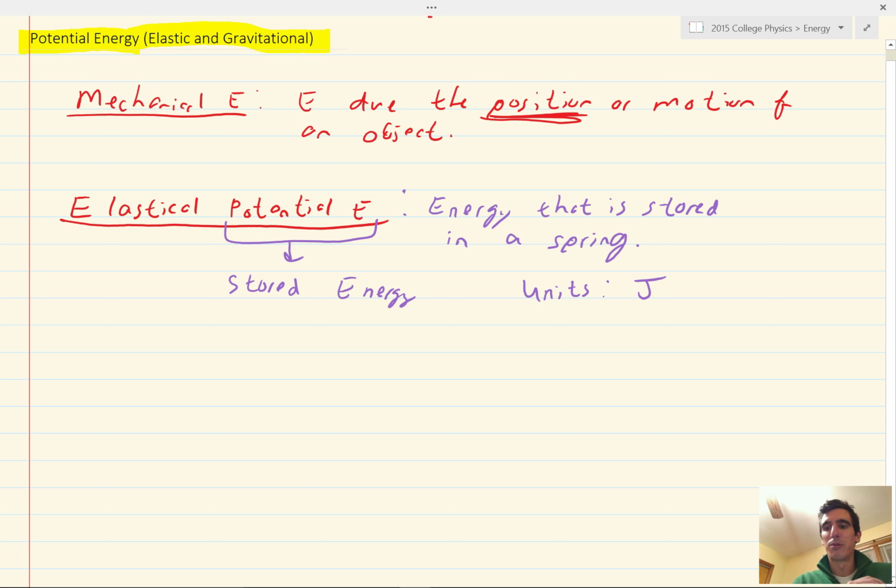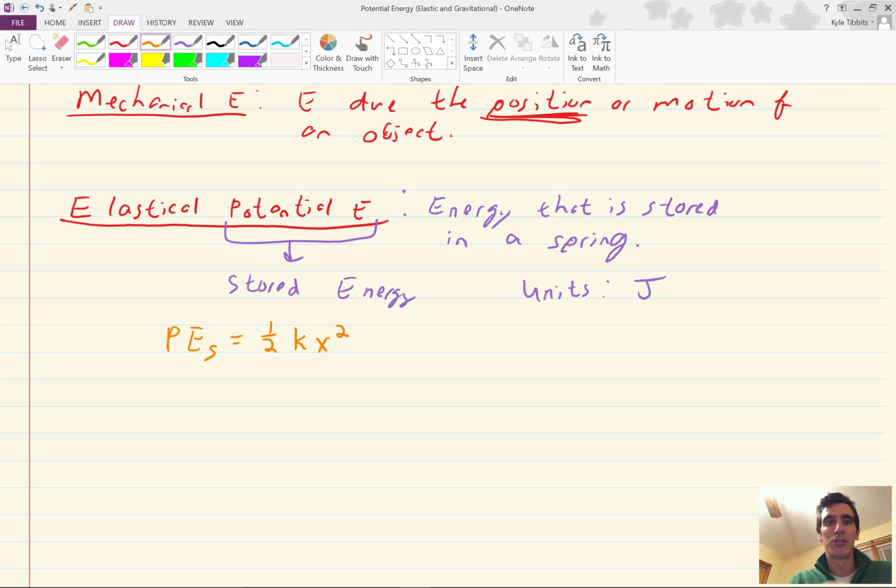We already looked at this formula beforehand in physics when we were looking at impulse and momentum for our egg drops, but we'll write it down now. Potential energy in a spring, Pe sub S, is equal to 1/2 kx squared. And we looked at all these variables before. K is the spring constant, and x is the elongation of the spring from beginning to end, or sorry, the change in elongation.